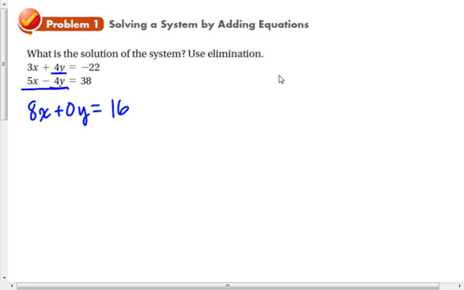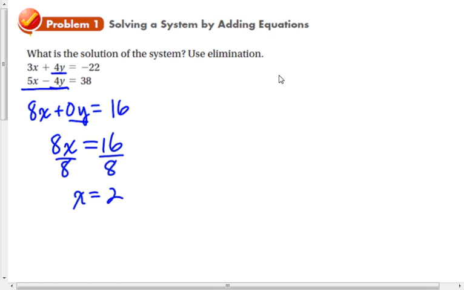And notice that we have 0 times y, which is just 0. So I really have this equation now, 8x equals 16. So I've eliminated the y variable, and I now have a simple equation. I can just divide both sides by 8, and I get x equals 2.